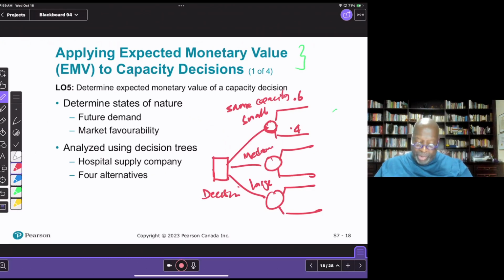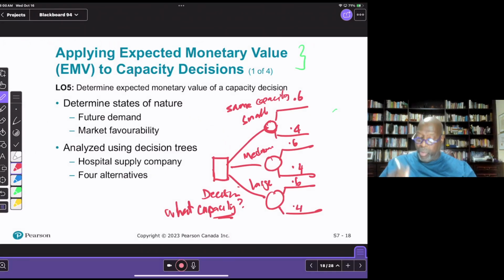So this is our decision point. We were talking about the capacity decision, right? What capacity? Small, medium, large. And then the probability of the demand doesn't change. The probabilities associated with large demand and small demand are 0.6, 0.4, 0.6, 0.4. However, the profit or loss for each of those situations can be different.